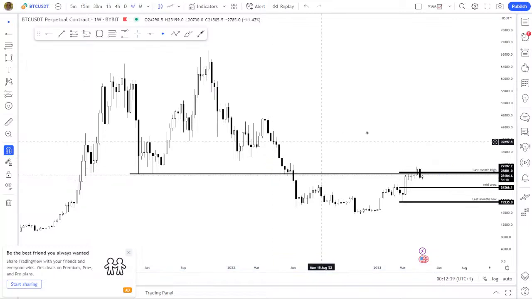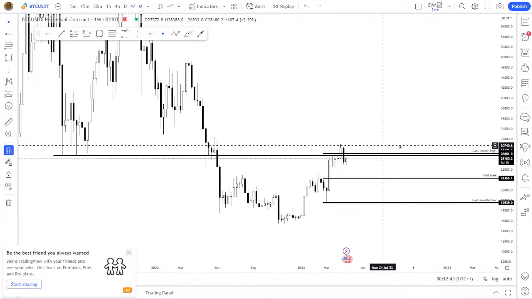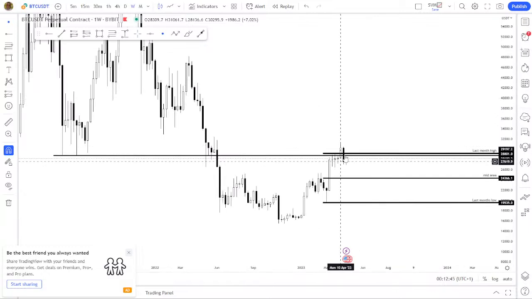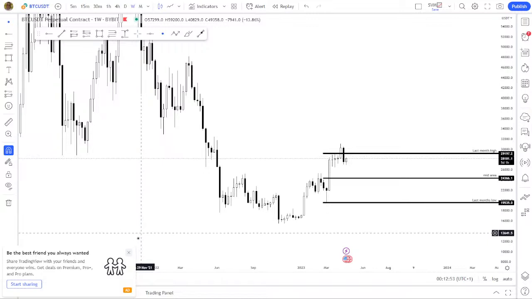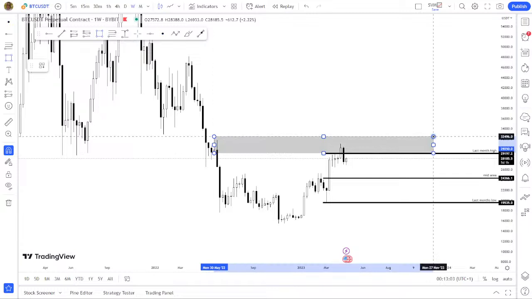So if you also notice, this area comes in confluence with our last month's high, still around the same area, right? So it's safe to say we can delete this. And also another thing that I've also been mentioning is this weekly order block, weekly bearish order block we have here.